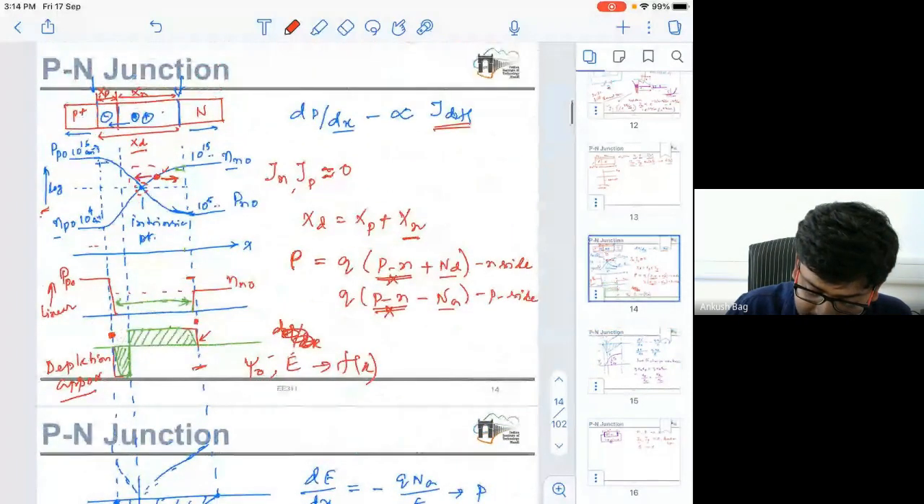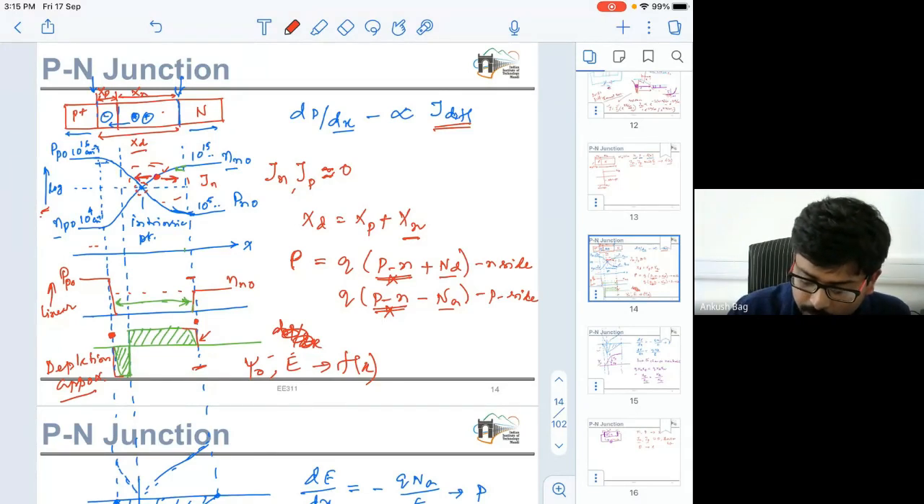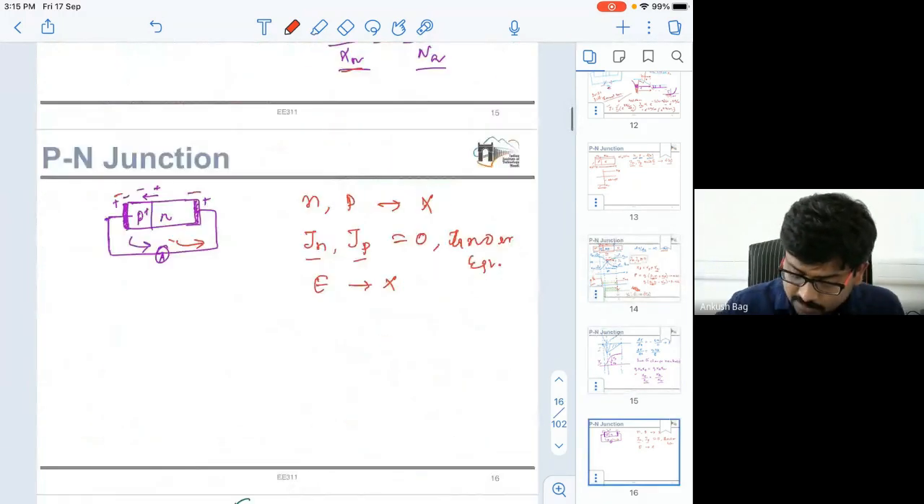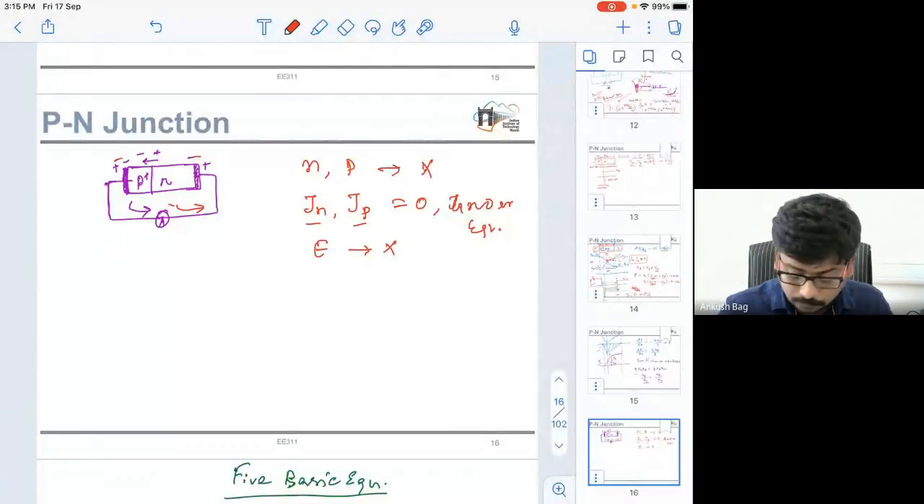So here we have discussed this point. We get diffusion of electrons from right to left due to the gradient in the carrier concentration, but there will be drift of electrons due to the built-in potential within this depletion region. Both of them cancel each other, so essentially the current density due to electrons or due to holes individually will be zero. So this is the concept.